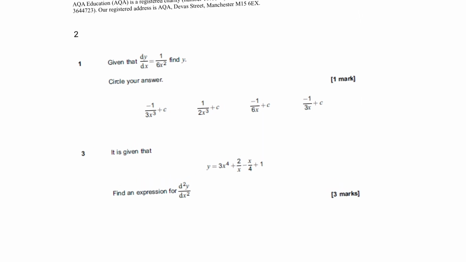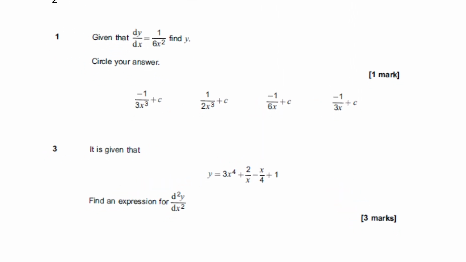Okay, so looking at question 1, it says given that dy by dx is equal to 1 over 6x squared, basically it wants us to circle the right one when it's integrated. So remember, if you see plus c, it's integration. The first thing we're going to do is rewrite 1 over 6x squared. Whenever you've got it as a fraction, the power would become a negative power. So that's the same as saying 1 over 6 times x to the minus 2.